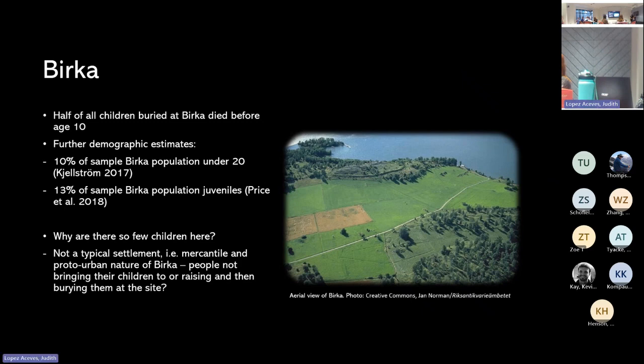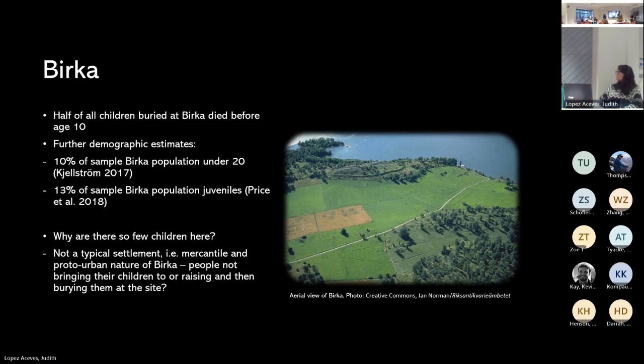And there have been further demographic estimates from sample populations studied more recently. They found that, in Anna Schildström's case, there were 10% of her sample within the 20 and 13% of juveniles in the Rice paper. But why are there so few children here? Is it because of those preservation factors, or is it something else? This is not a typical Viking cemetery. It's a mercantile and proto-urban site, and it could be that people are just not bringing their children to Birka, or raising them there, or choosing not to bury them there.